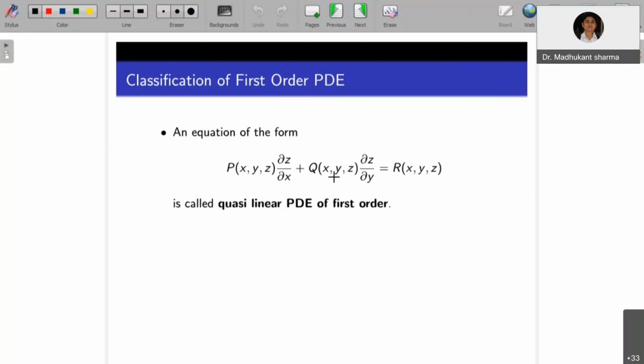So now let's classify the first order PDEs. If you have any question, you can ask.